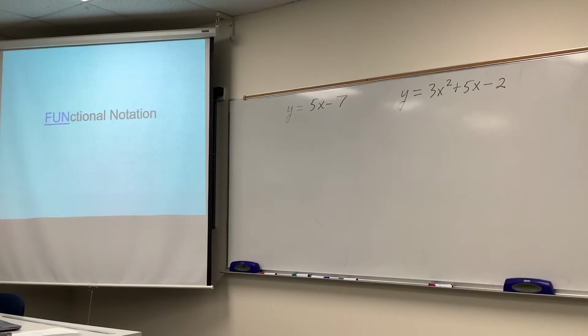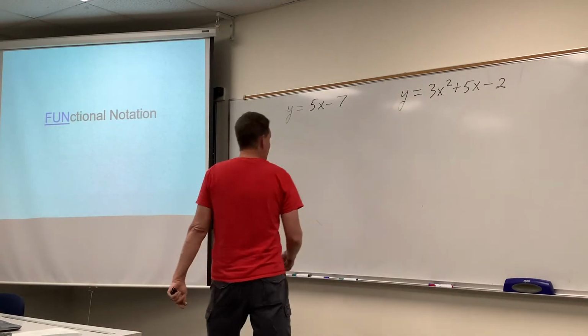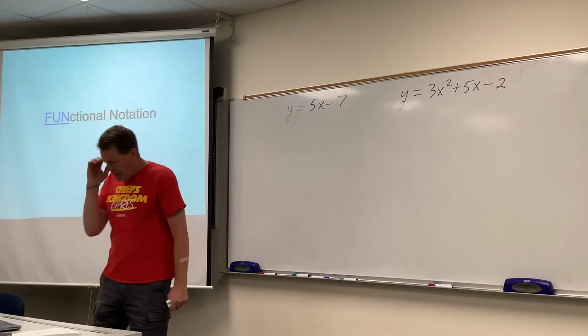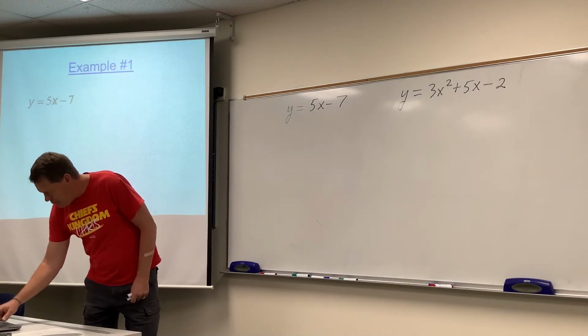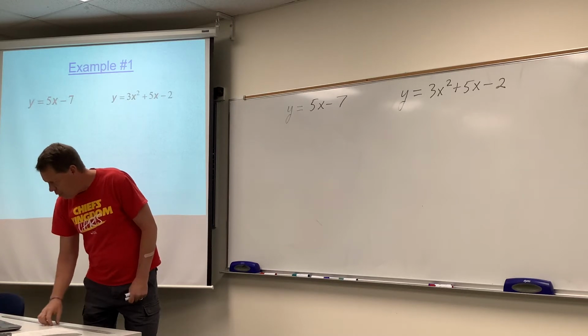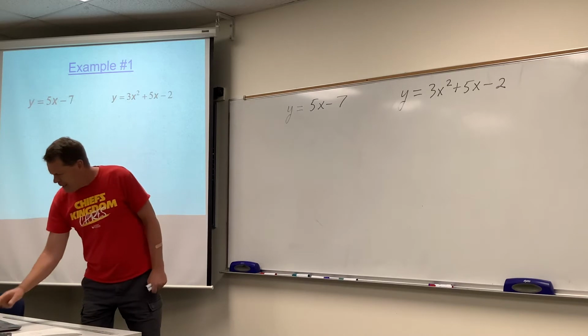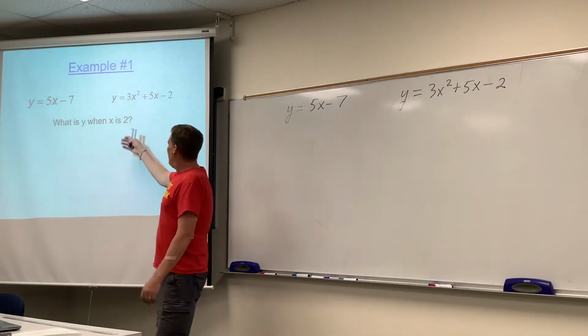All right, folks, this is a continuation of assignment 17, functional notation, which is very closely related to the Cartesian coordinate system, in my opinion. So you see example number 1 here, and we have two equations, y equals 5x minus 7, y equals 3x squared plus 5x minus 2. And the question is, what is y when x is 2? What is y when x is 2?